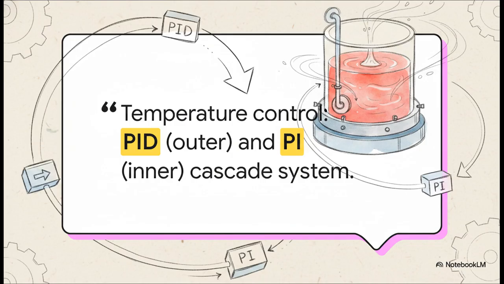You basically use an outer PID controller to track the main reactor temperature because it's fast and predictive, but then you feed its output into an inner PI controller, which specifically manages the fast-acting steam jacket dynamics. Layering these controllers together gives you incredibly quick reactions to internal disruptions while maintaining absolutely perfect precision. It is pure engineering harmony.